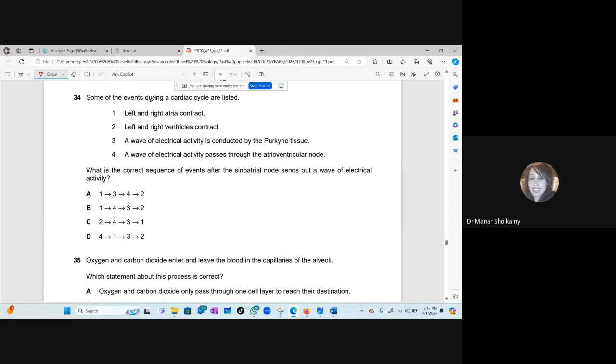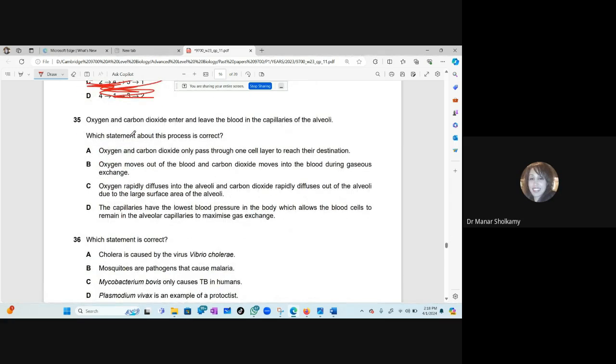Some of the events during a cardiac cycle are listed. Yassine, what is the correct sequence of events after the sinoatrial node sends out a wave of electrical activity? After the sinoatrial node, what is happening, my dear? The left and right atria contract. Correct. So we'll start with A or B. Let's exclude C and D. And then a wave of electricity passes to the atrioventricular node. Correct. So 1 and 4. So the answer is B. Okay, stay with me, Yassine.